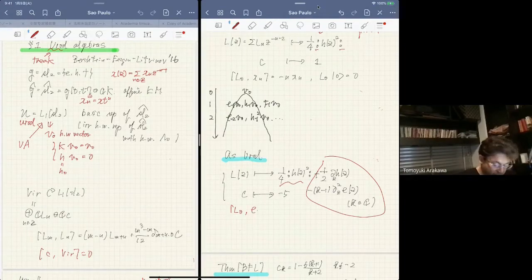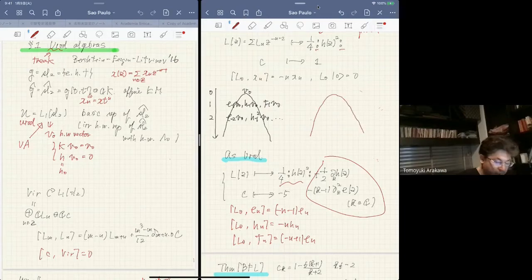The commutation relation with this action has, for E_n, something like minus n minus 1, I think, and L_0. So this is the same, but if you have this kind of relation, then as a result, if you consider this grading, we have a different structure.